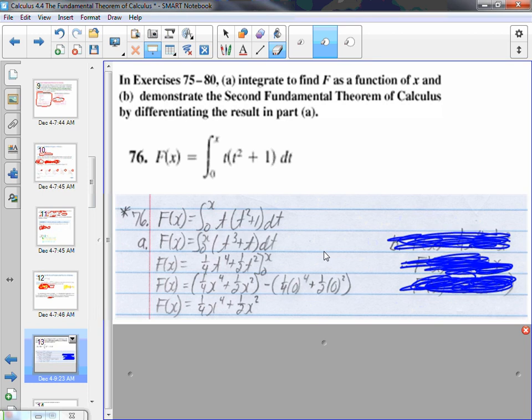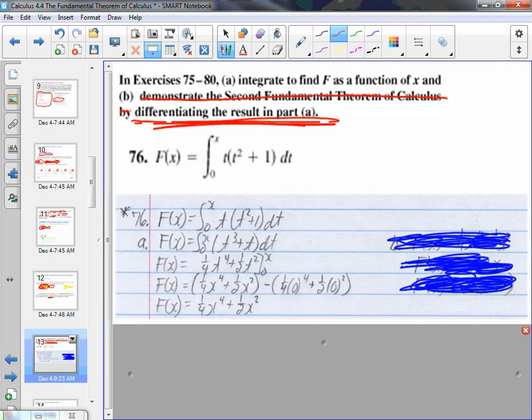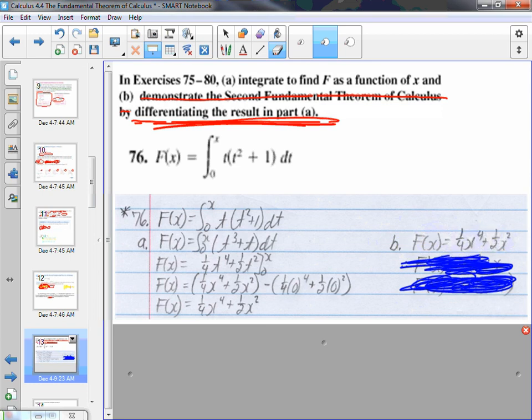Part B says, demonstrate the second fundamental theorem of calculus by differentiating the result in part A. So let's pretend I don't understand that yet. I understand this. Differentiate the result in part A. So take the derivative of what we just found. Okay? So if capital F of x equals 1/4 x to the 4th plus 1/2 x squared, the derivative of capital F of x, capital F prime of x, equals, well, what's the derivative of 1/4 x to the 4th plus 1/2 x squared?